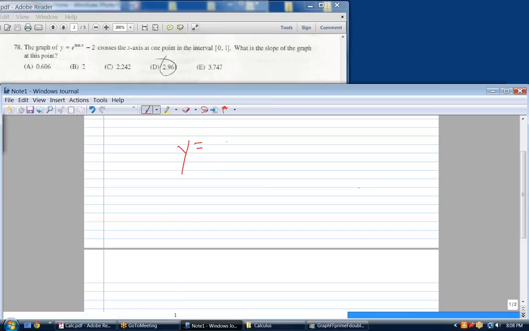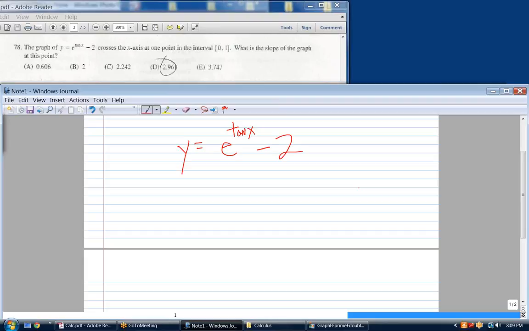y equals e to the tan x minus 2 crosses the x-axis at one point in the interval 0 to 1. What is the slope of the graph at that point?